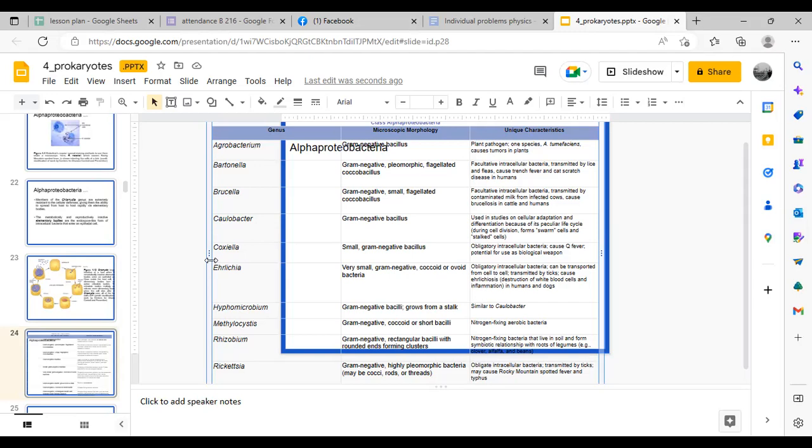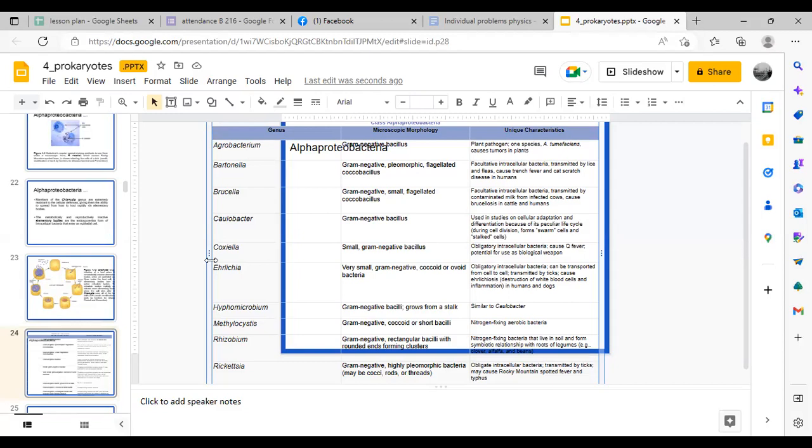It enters into the cell and uses up the functions of the cell to produce ATP, for example, to use up the ATP. Okay, so it can be transported from cell to cell, and this can be transmitted by ticks. So this is the bacteria that causes ehrlichiosis. This disease destroys white blood cells and causes inflammation. So humans and dogs.